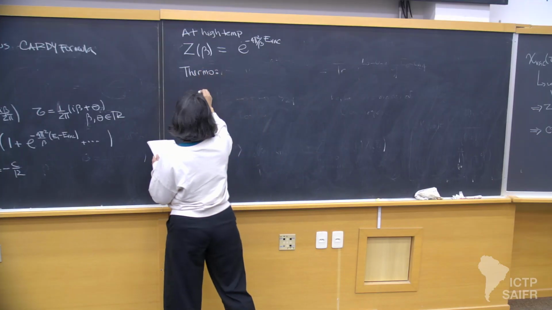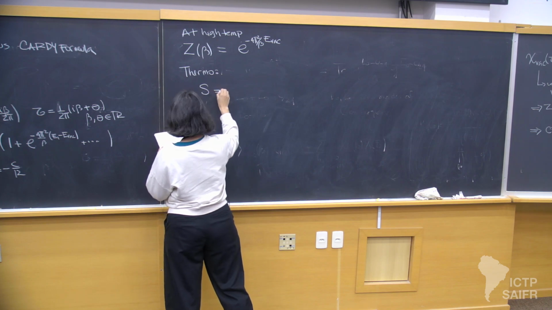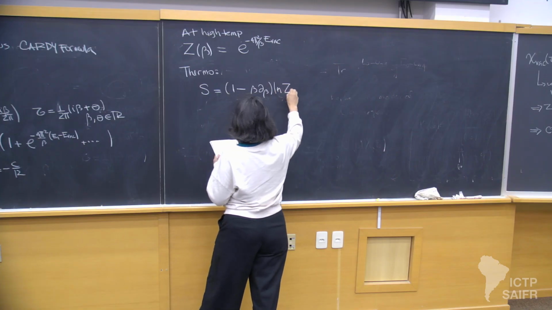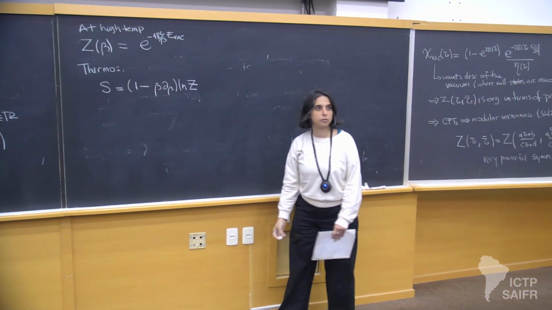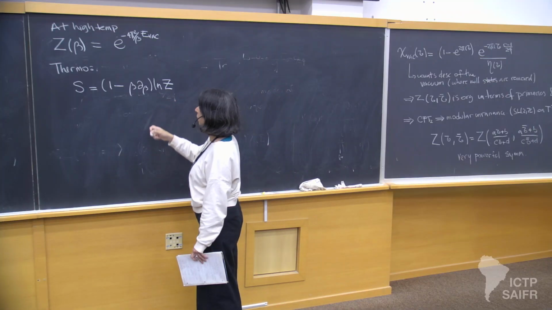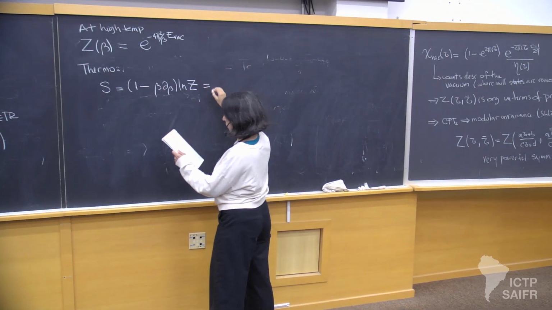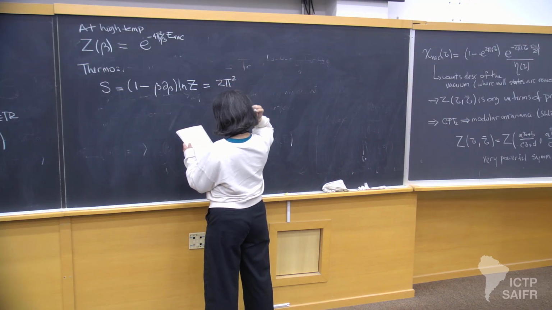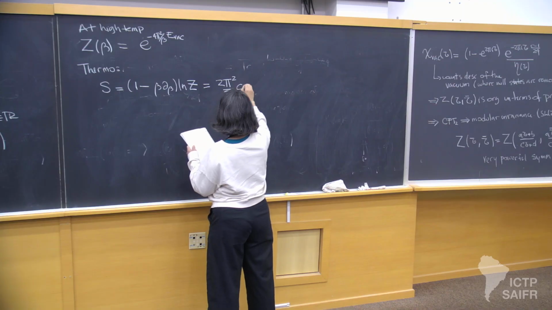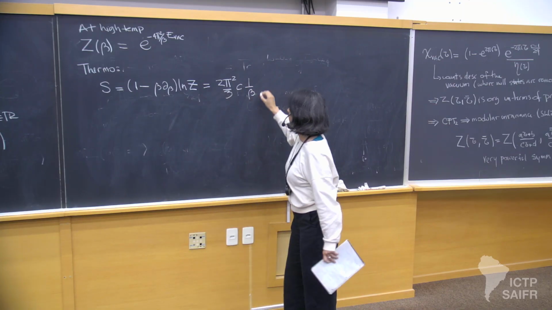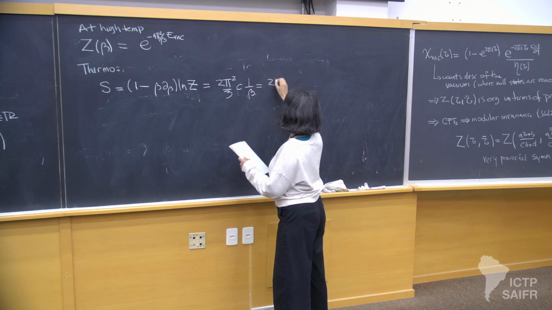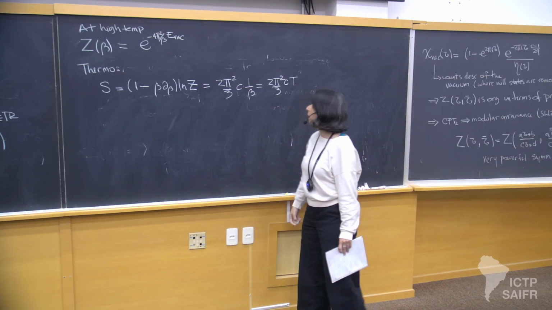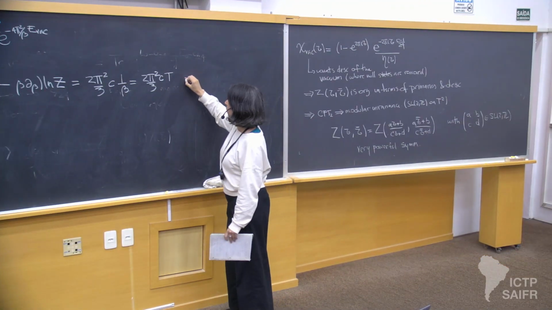So for instance, the entropy of the system would be 1 minus beta d beta log Z. So that's just the usual thermodynamic expression for the entropy. I know what Z is. So then you just take a derivative, and this is going to give you 2 pi squared over 3 times C times 1 over beta. I'll write it as a function of the temperature, just the inverse. So it's 2 pi squared over 3 times C times T. Okay? So this is known as the Cardy formula.